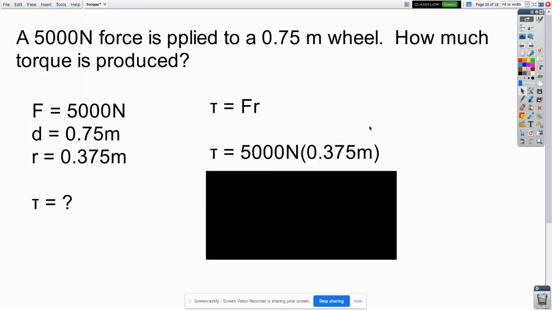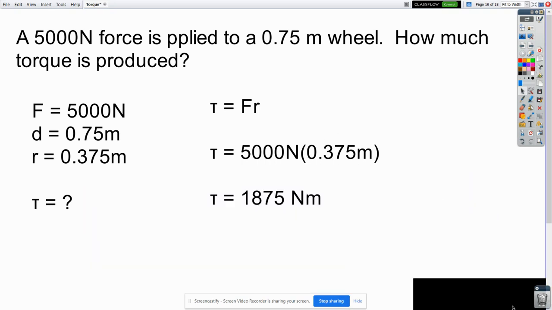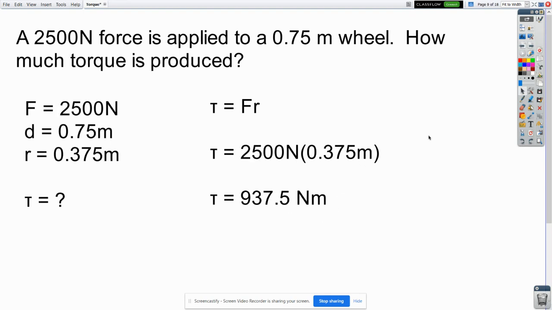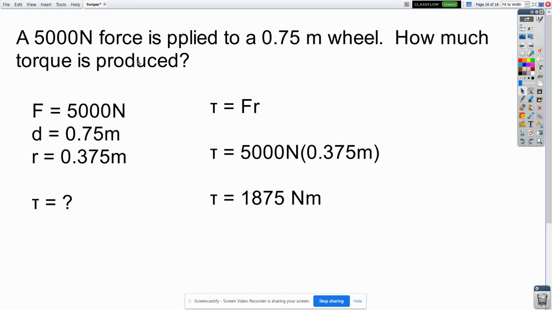The force is 5,000 newtons. The radius is 0.375 meters. 5,000 times 0.375 is 1,875. And again, Newton meters just get combined together for the unit. So what happened was we started off with 937.5 Newton meters of torque. We doubled that force, and that caused a doubling in our torque. We see an identical change because it is a directly proportional relationship between force and torque.